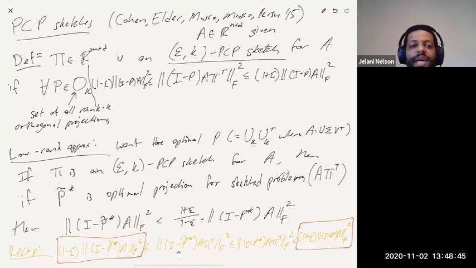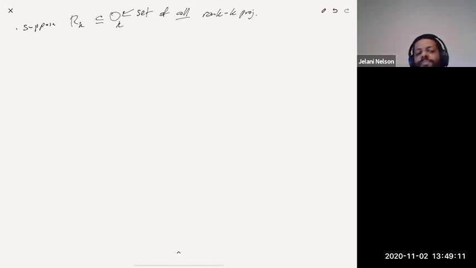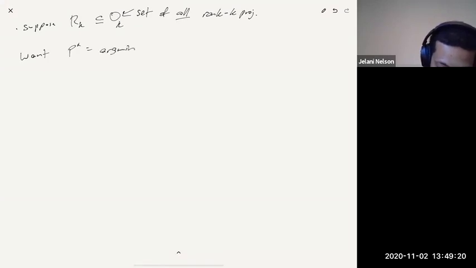I want to tell you that PCP sketches are more powerful than just unconstrained low rank approximation. They also let you do constrained low rank approximation. Suppose R_k is a subset of O_k. Remember, O_k was the set of all rank k projections. So now let's take constrained low rank approximation, where I want P star to be the minimizer over P, not all rank k projections, but only those that are in R_k, which is some subset of rank k projections.